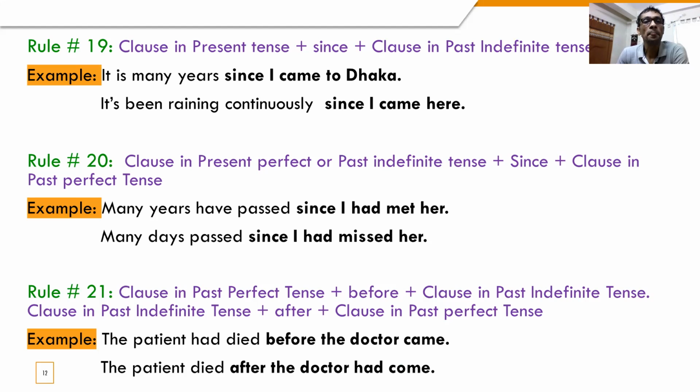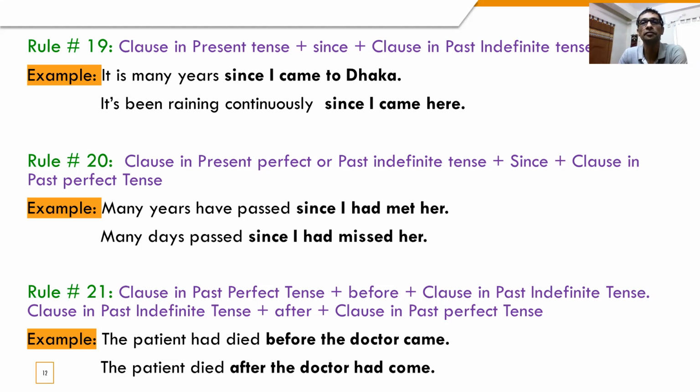Rule number 20, clause in the present perfect or past indefinite tense. When you use since, then the clause in the present or present perfect or past indefinite will be followed by past perfect, like this: Many years have passed since I had met her. So look at that first sentence, present perfect, and after since, past perfect. Many days passed since I had missed her. This is very important because you have to maintain the sequence of these types of sentences.